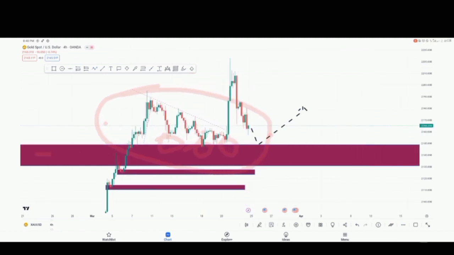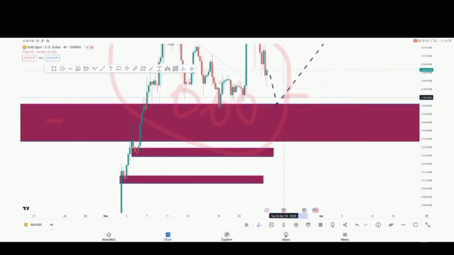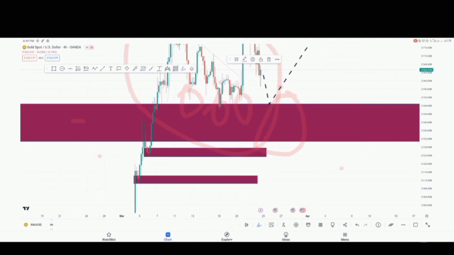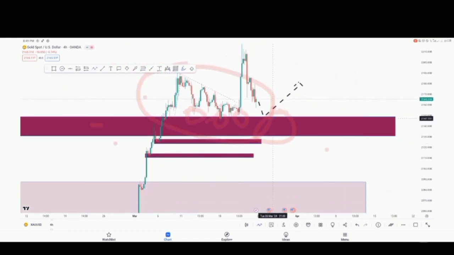On the flip side, if price decides to break this zone, then we are expecting price to retest it and continue to the downside. So what we are expecting should be something like this: a break of the support and then a retest before continuing to the downside. But let's not forget, guys, that's on the flip side.